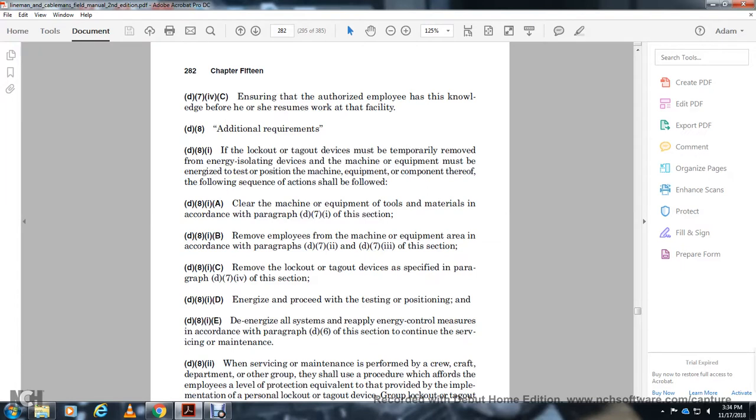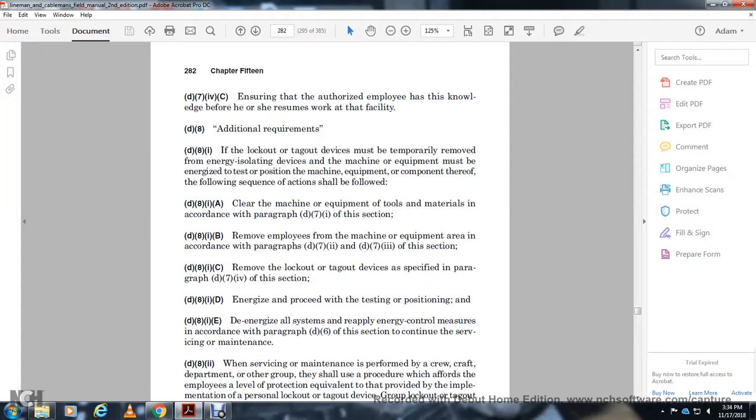Additional requirements: if the lockout or tagout device must be temporarily removed so that the energy isolating device and the machine or equipment can be energized to test or position the equipment, the following sequence of actions shall be taken. Clear the machine or equipment of tools and materials according to paragraph D7-1 of this section. Remove employees from the machine or equipment area in accordance with paragraphs D7-2 and 3 of this section.